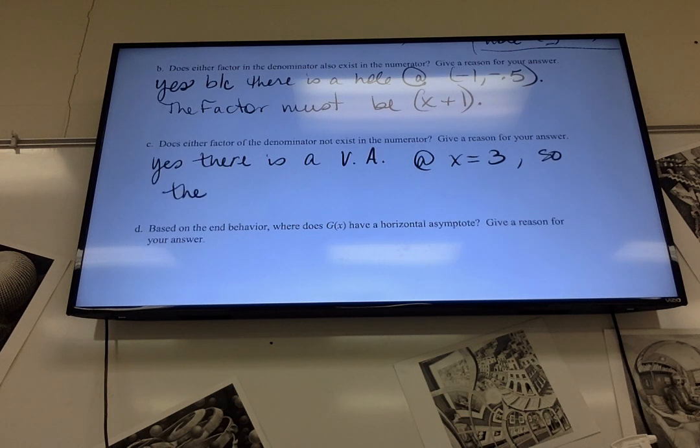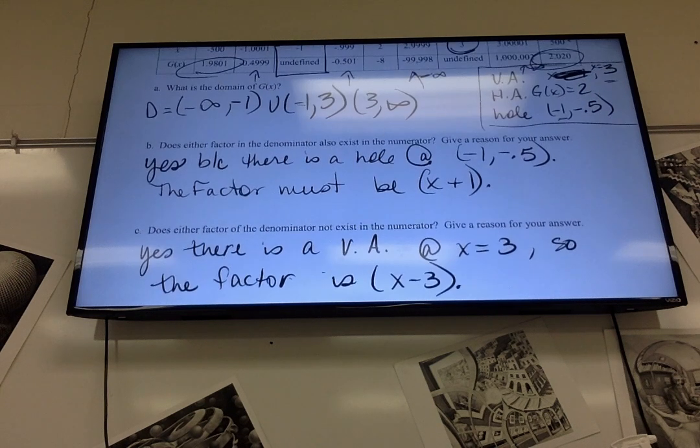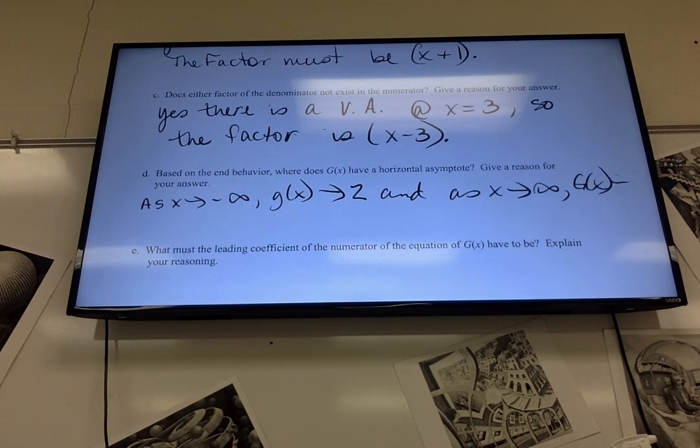So, the factor is what? X - 3. Very good. So where's the horizontal asymptote? We already found that. It was at g of x equals 2. So it says based on end behavior, that was as x approaches negative infinity, g of x approaches 2, and as x approaches infinity, g of x also approaches 2. So y equals 2 is a horizontal asymptote.